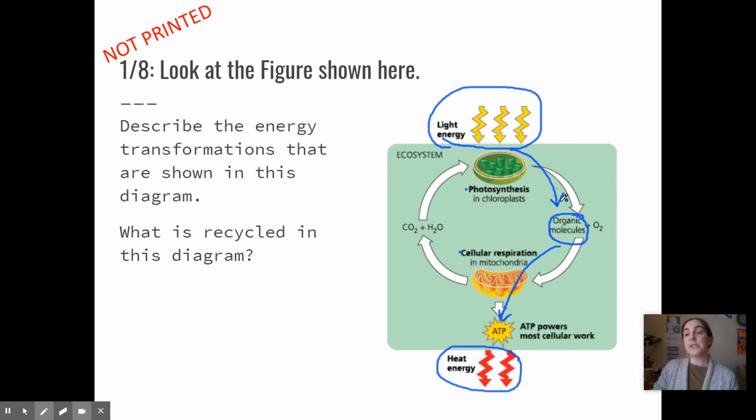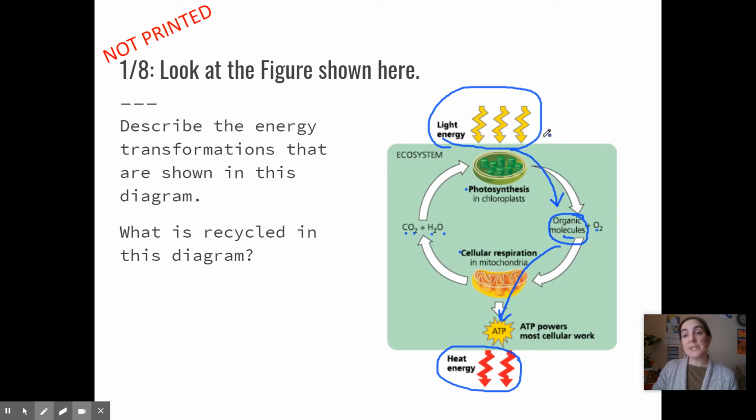You'll notice, of course, this diagram is circular. The things that are recycled are the atoms that make up the molecules. Remember, conservation of matter. Matter isn't created or destroyed, it just recycles. So the carbon, oxygen, and hydrogen atoms that are used in both of these processes recycle over and over.